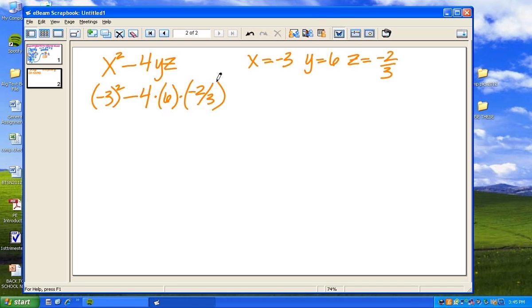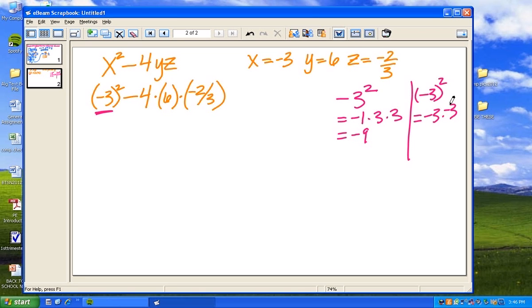Okay? Now, you don't have to put them in parentheses, but it helps, especially for this piece here, because if you don't put this in parentheses, you're going to get a different answer. Remember that -3 squared really means -1 times 3 times 3, which gives you a -9. But a -3 in parentheses squared means -3 times -3, which gives you a +9. So I go back to solving, and I have -3 squared. -3 times -3 gives me a +9. And according to GEMDAS, I do those exponents first. Minus my 4 times my 6 times my -2/3.